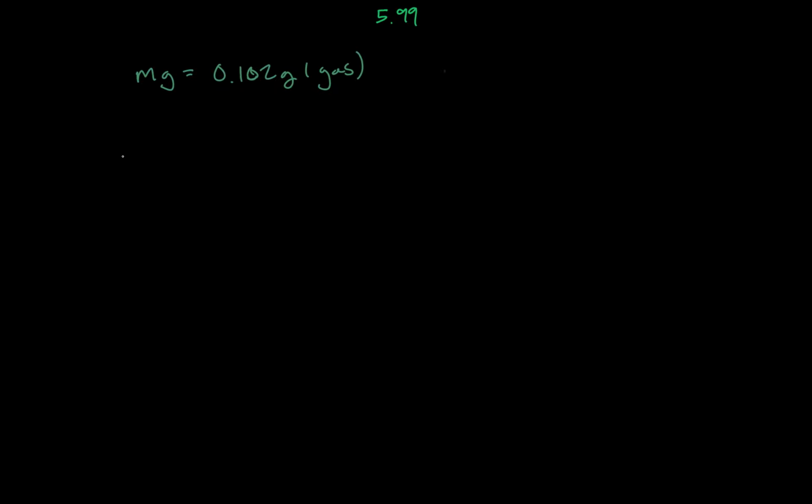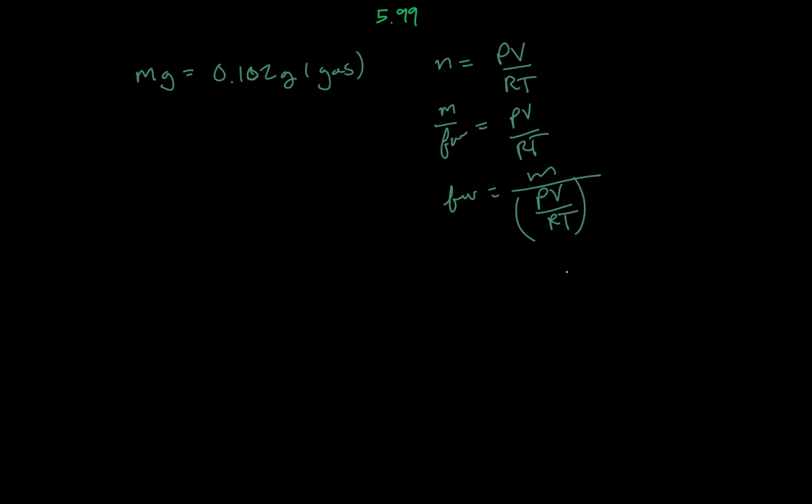Okay, so in this case, we're going to do it like this. We're going to have n equals PV over RT. We're going to rewrite n as mass over formula weight, which equals all this still, right? And then we're just going to switch these two values here. So we're going to end up solving for the formula weight equal to mass divided by PV over RT, just like that. Okay, let's make that happen.